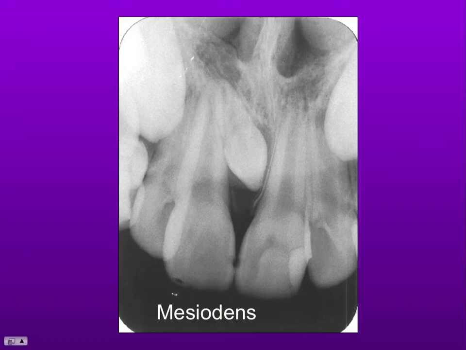Occasionally, these additional teeth, these mesiodens, can erupt in the midline. And then the appearance is very odd, but they're easily recognized clinically.